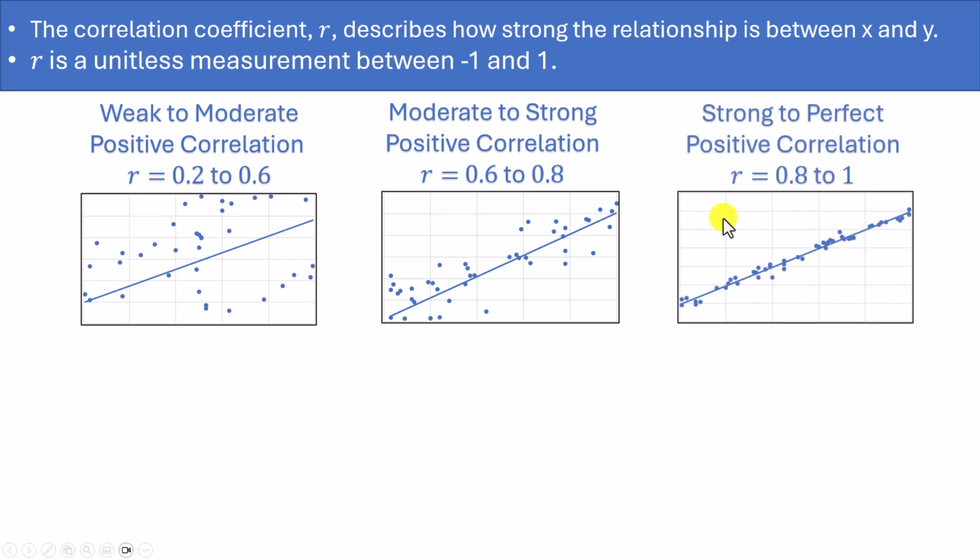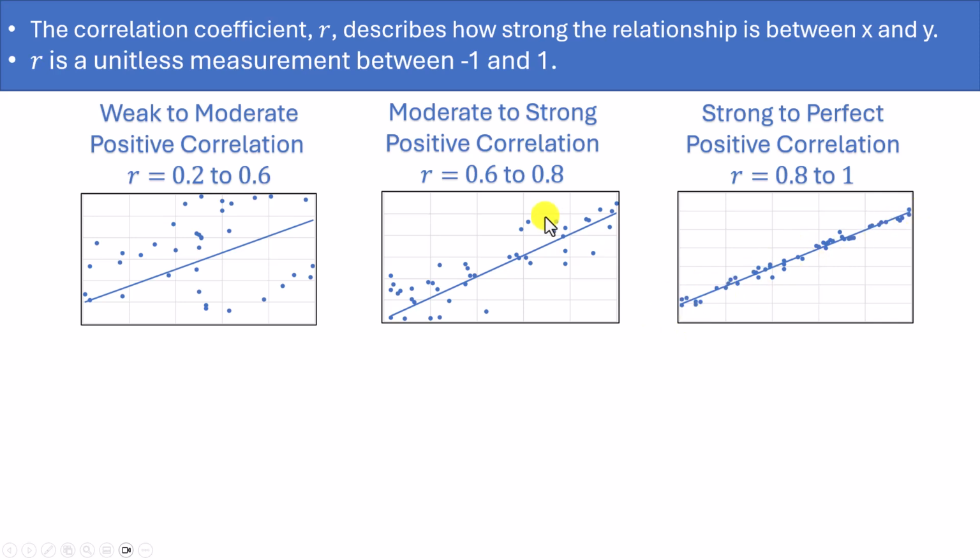And the closer that the r value gets to 1, the closer the dots are going to be to the line, and the stronger we will describe the correlation. So if we're like 0.8 to 1, we might say this is a strong to perfect positive correlation. At the very extreme, where r is equal to 1, every single dot would fall exactly on the line.